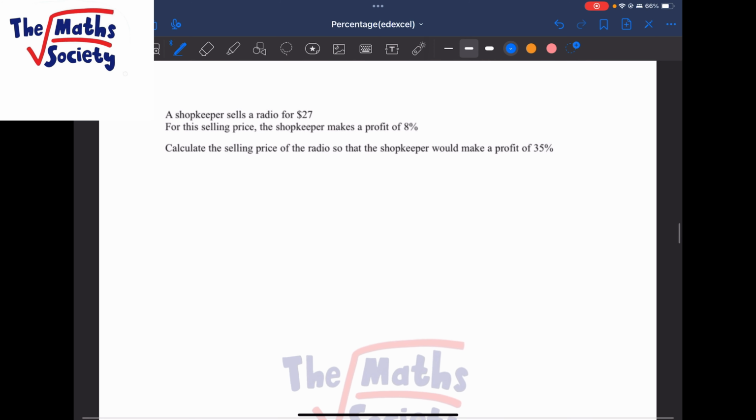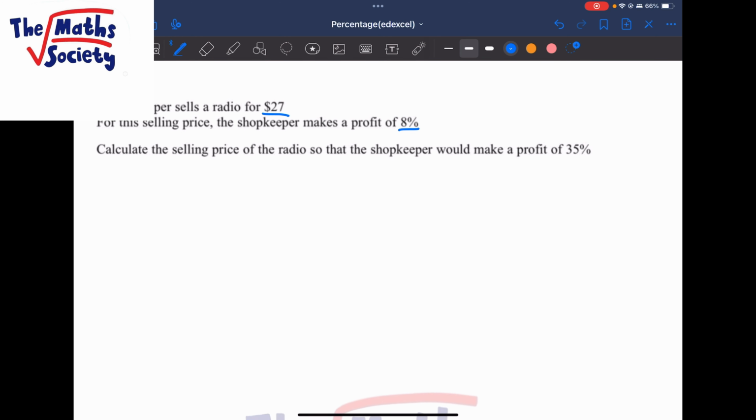It says that the shopkeeper sells a radio for $27. And for the selling price, the shopkeeper makes a profit of 8%. Calculate the selling price of the radio so that the shopkeeper will make a profit of 35%. So we know that 108%, including the profit, was $27, right? So 1% was 0.25. So then you can get 135%.